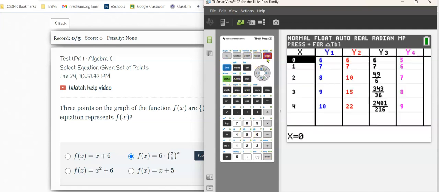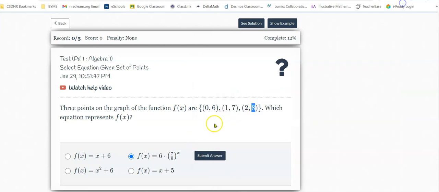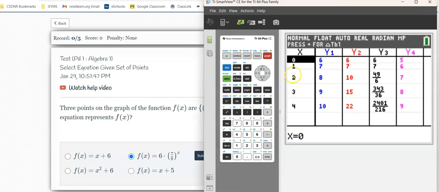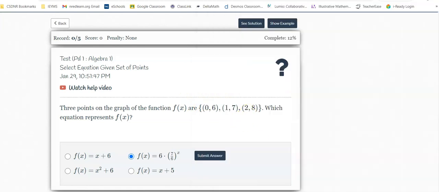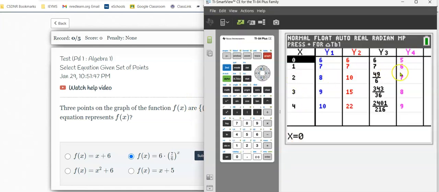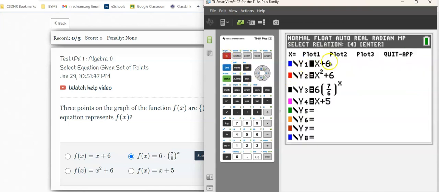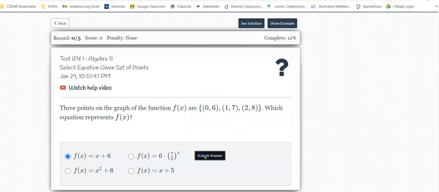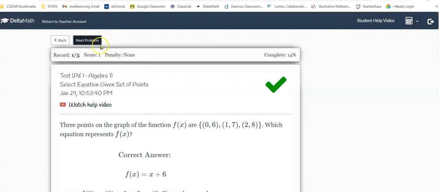So I would go ahead and look at those table of values, and I would look for a 0, 6, which is everything except the fourth one. So I'd cross the fourth one off. And then the second point we had was a 1, 7. So I'm looking for 1, 7. They all have that. So then my third one is 2, 8. So I'm looking for 2, 8, and only this blue function, or the y1 function. And the y1 function was x plus 6. Only that one matches my table of values.